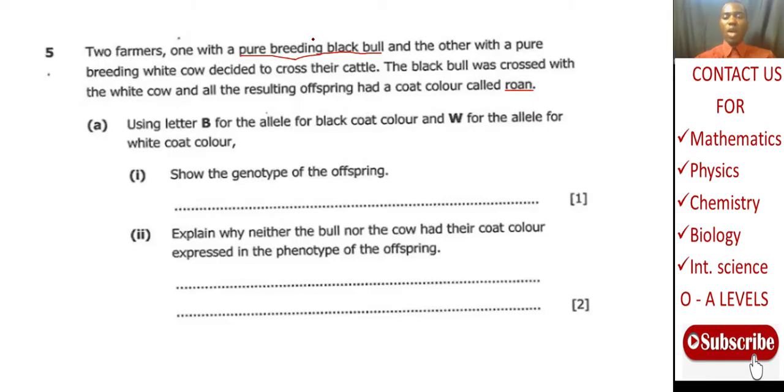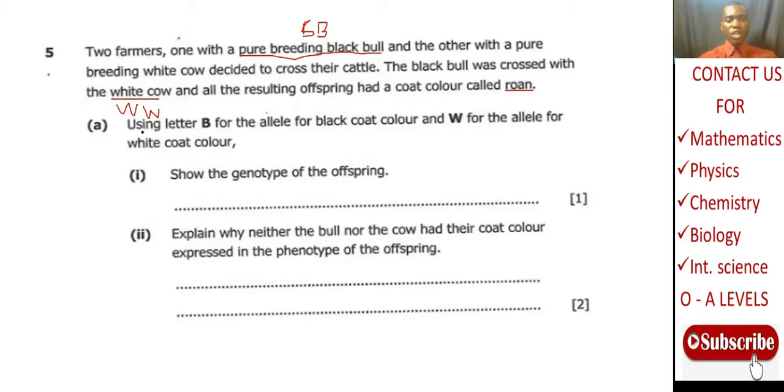So that is what we call what? Co-dominance. Okay, so here, the fact that they've told us pure breeding black bull, we can come up with the capital letter B and capital letter B. Okay, that is just from our head. Then for white, a white cow here, we know it will also be capital letter W and capital letter W. Okay, so now let's try to answer the questions before we get ahead of ourselves.